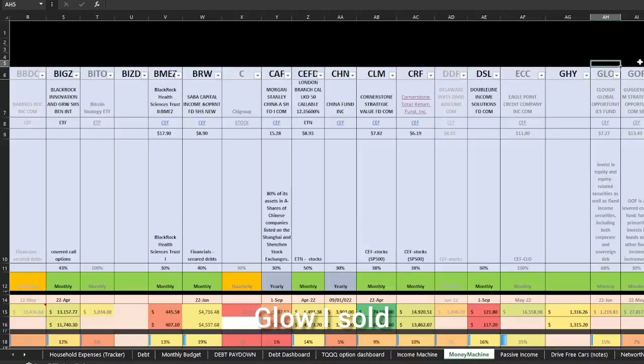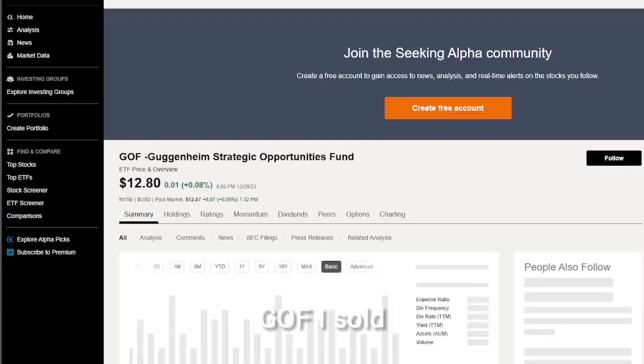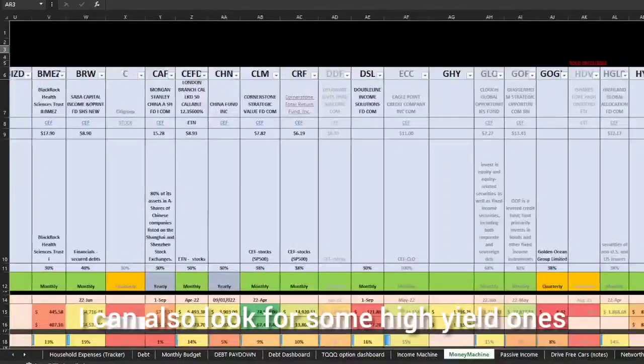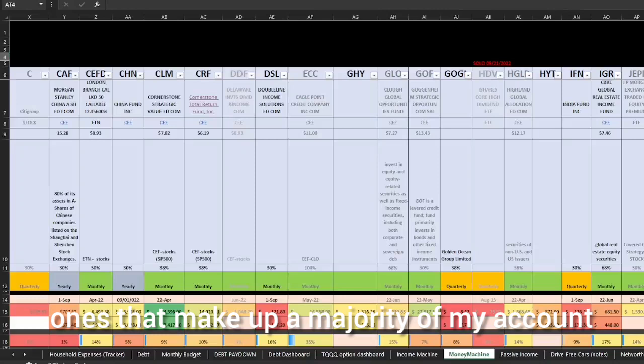Glow I sold, GOF I sold. So you can see the ones I sold. Let's look for some high yield ones, or ones that make up a majority of my account.